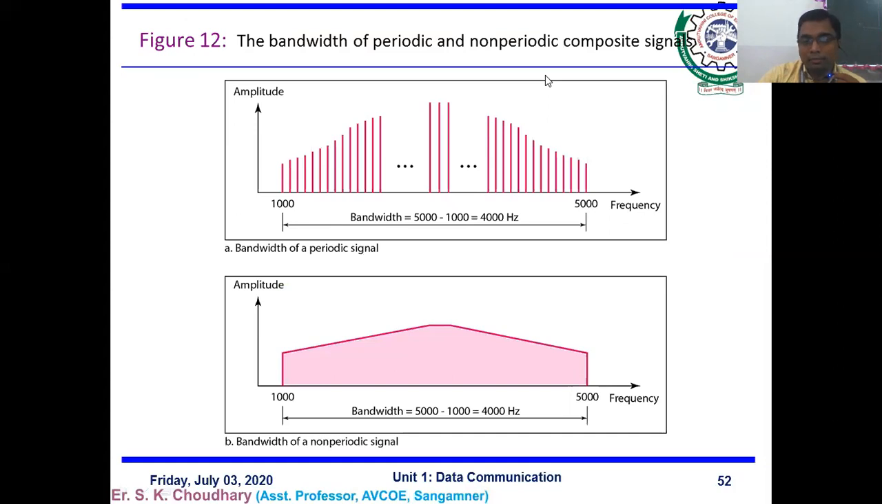So this is the diagram. The first one shows the periodic composite signal, having the lowest frequency at 1000 hertz and the highest frequency at 5000 hertz, and we can easily find the bandwidth, 5000 minus 1000, 4000 hertz. At every frequency there are spikes, discrete patterns, because it is a periodic signal representation. But for the non-periodic signal representation, it is a continuous pattern. This is the major difference. The bandwidth calculation is similar, but the representation is different.